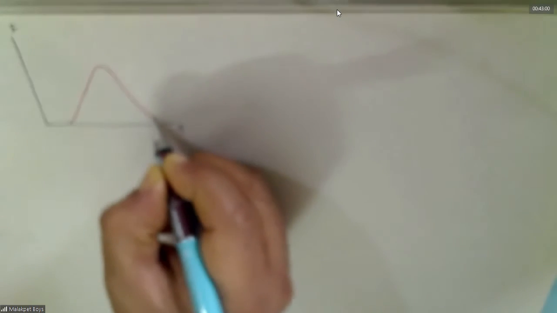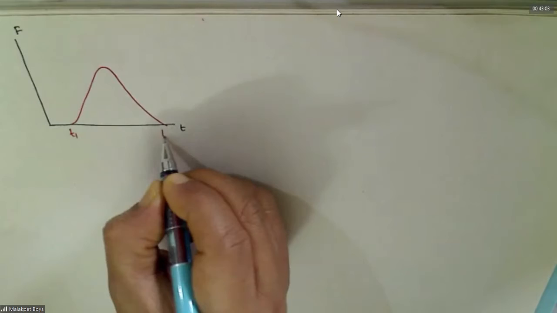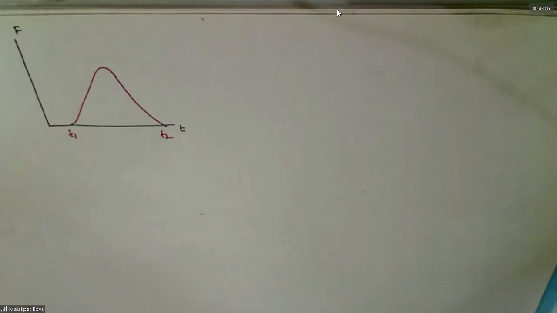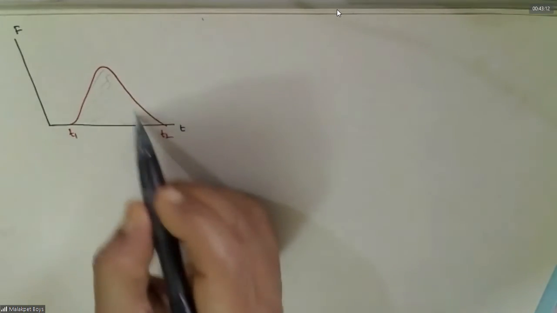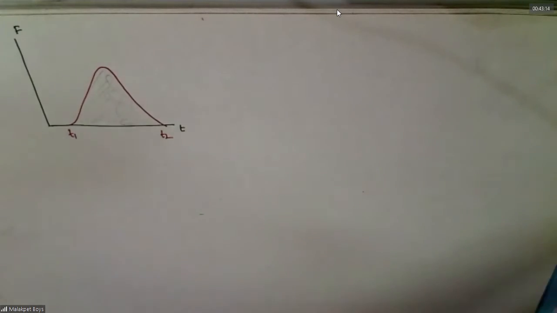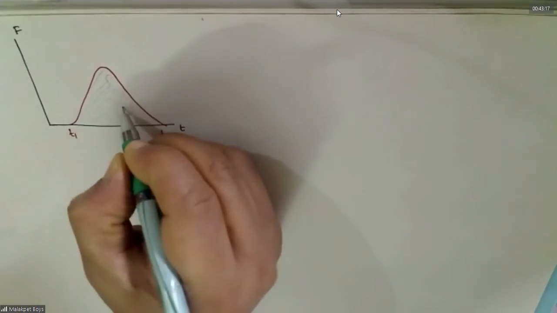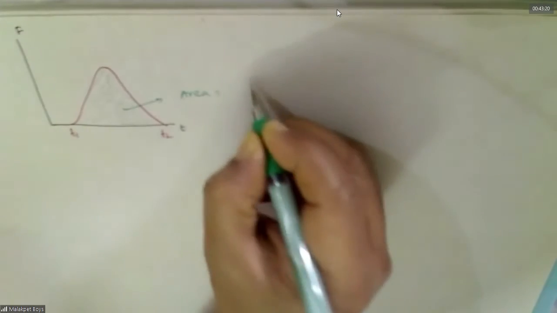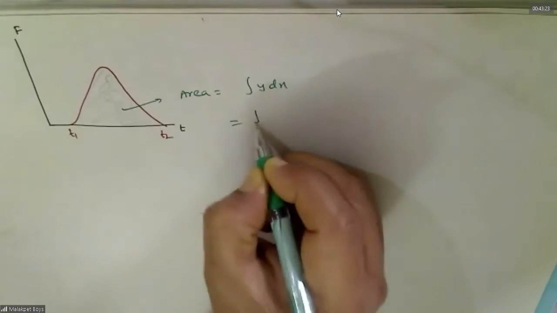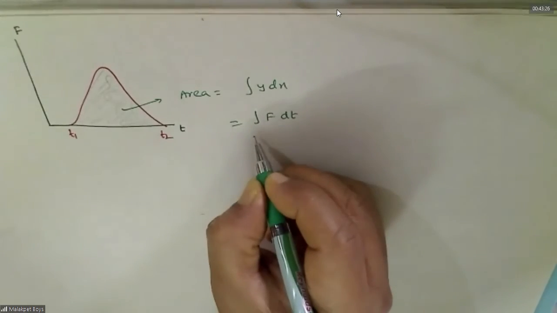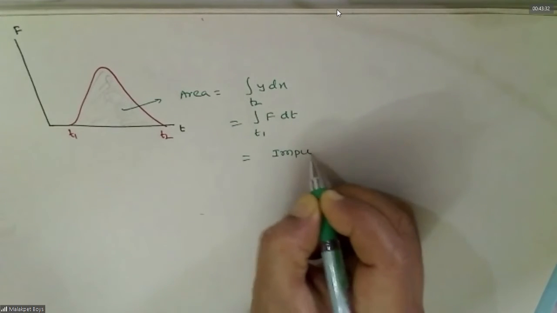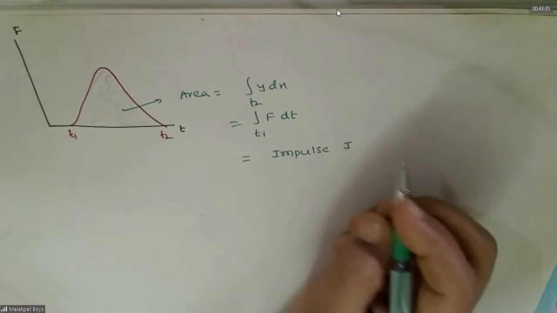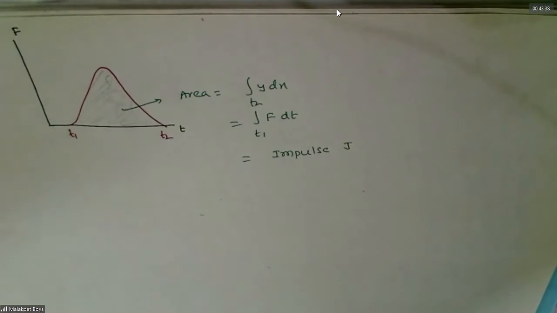If this force, you can see it's a time varying force, no? Yes, sir, time very short. Now what does this area give? Sir, change in momentum. Area is given by y dx, no? Here what is area? F dt. So this is nothing but impulse only, no? Impulse. Understood this? Yes, sir.